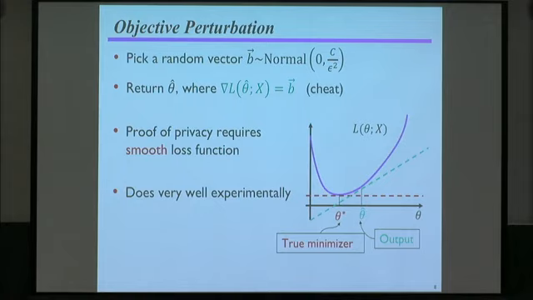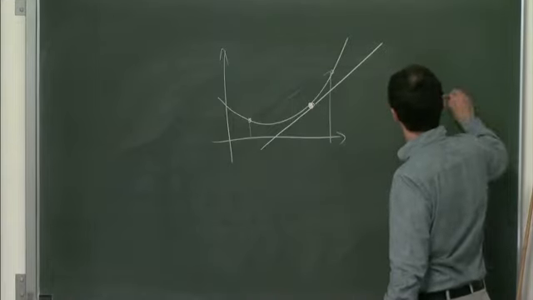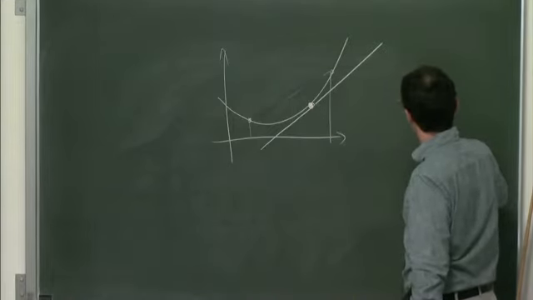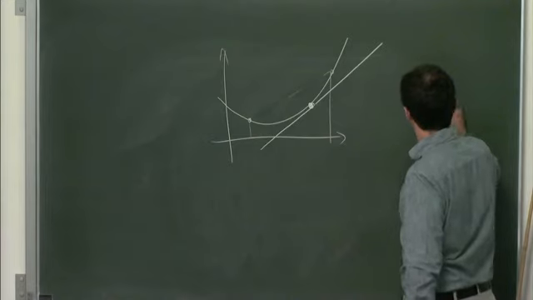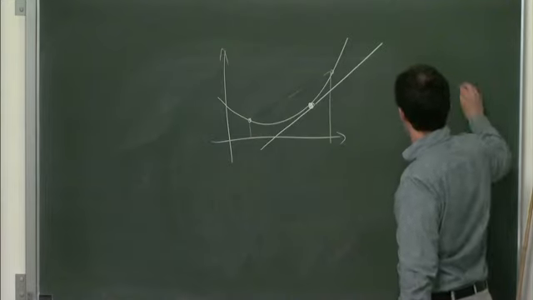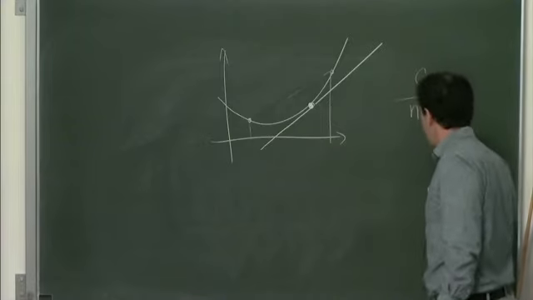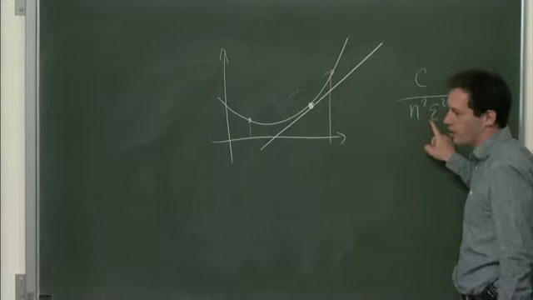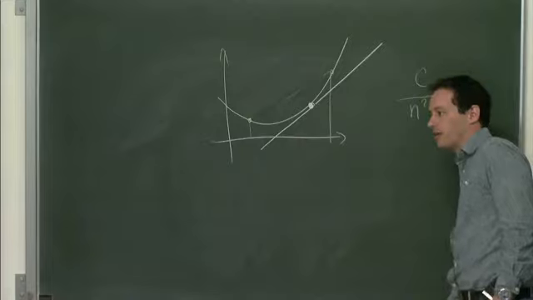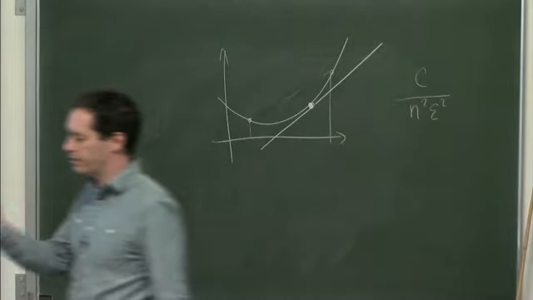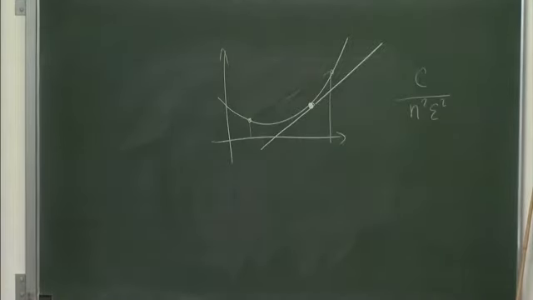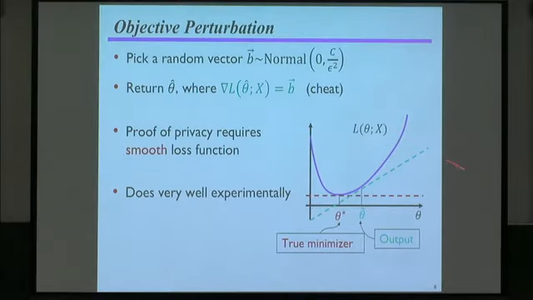Actually, I realized that I've normalized things differently. The standard deviation of the noise I add goes to 0 with n in the normalization I had on the previous slide. Sorry, there's a disconnect between the two slides. There should be an extra factor of n in there, where n is the size of the data set. Does C depend on the loss function?